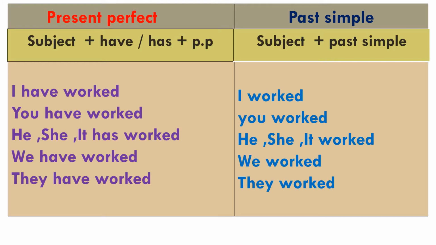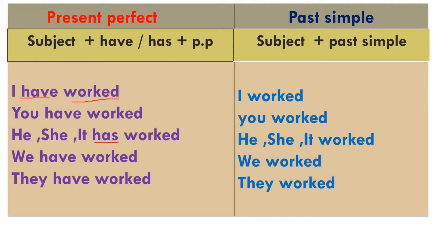To form the present perfect, we begin with subject plus have or has plus past participle. We have some examples here. I have worked. Have plus past participle of the verb work. You have worked. He or she or it has worked. We have worked. They have worked.